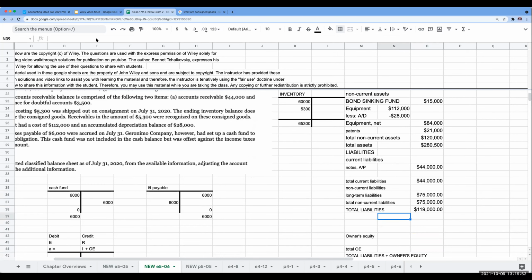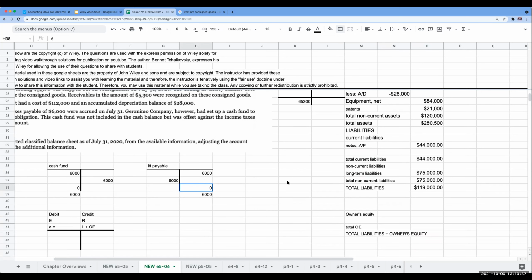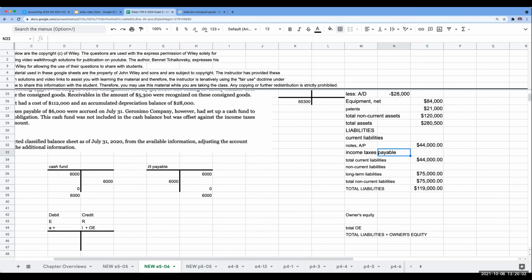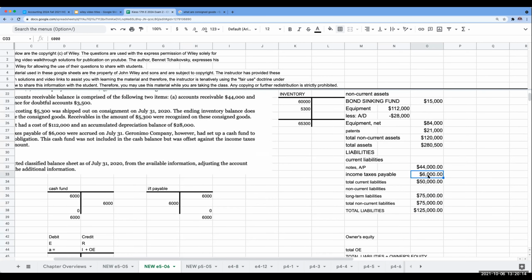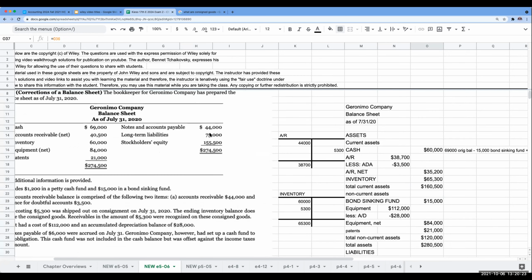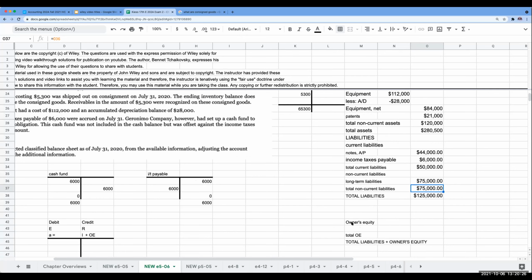Over here, right, for my current liabilities, I'm going to basically now have income taxes payable. My income taxes payable are going to be $6,000. So my total current liabilities are now going to be my notes and accounts payable plus the $6,000 right over here for the income taxes payable. So my total current liabilities are going to be 50,000. My non-current liabilities are going to be the 75 right up here. And so now I get to my last part.